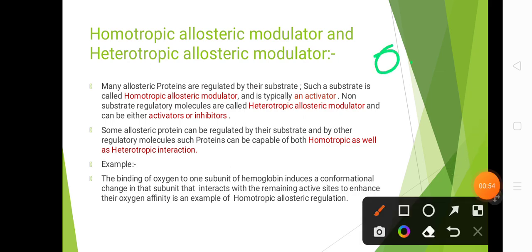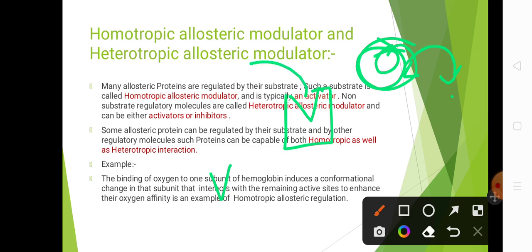Because binding of oxygen on one subunit of hemoglobin increases the affinity of oxygen on the other active site of hemoglobin, right? Because we all know that hemoglobin is a multimeric protein, right? So binding of oxygen on one subunit of hemoglobin induces a conformational change in that particular subunit, that in turn increases the affinity of the other subunits' active sites for that particular oxygen, right? So that is the idea of homotropic allosteric modulator.